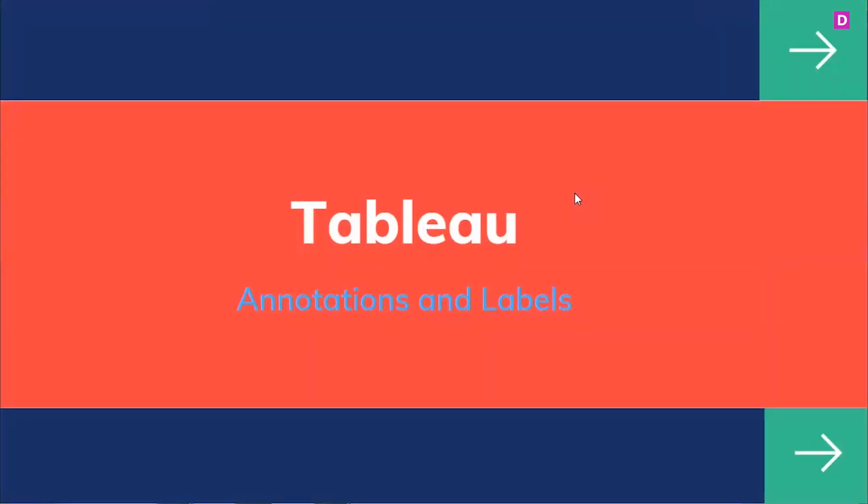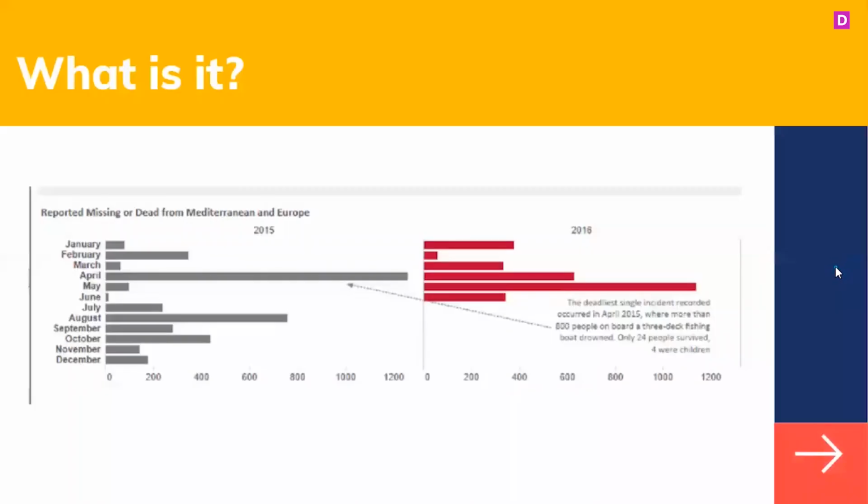Hello all. This session is going to be about annotations and labels. First, let me talk about annotations. You must be wondering what the meaning of annotations in Tableau is. The best example I could give you is some kind of text which is directly there in your chart.